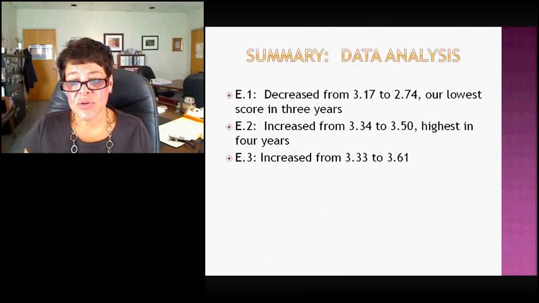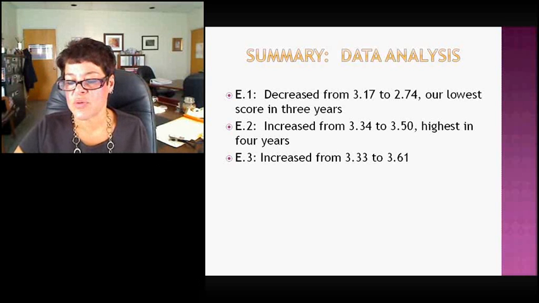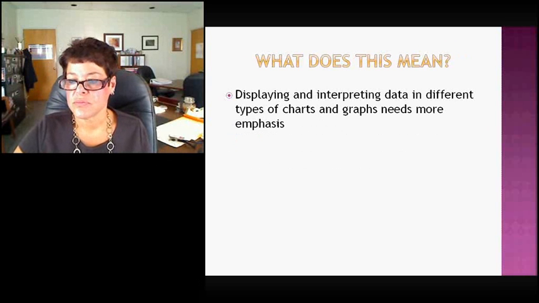On E.2, however, we increased to 3.5, which is our highest in 4 years. Again, another wow. And then on E.3, we also increased. So that whole E.1 anchor is a little bit perplexing. So I'm not sure what that was about. And it could be perhaps that there was one problem that measured that anchor and students got it wrong. So I'm not sure. Nevertheless, it's an area which we want to pay attention to. And again, there's the what does this mean, displaying and interpreting data.